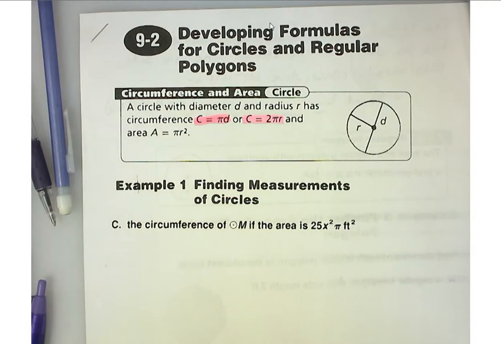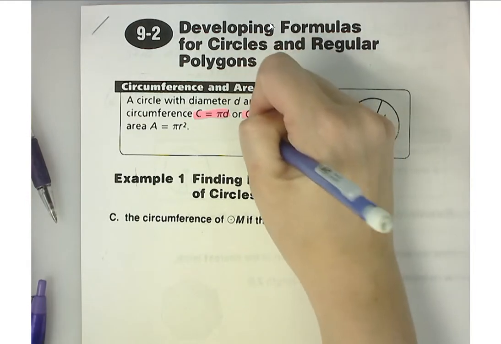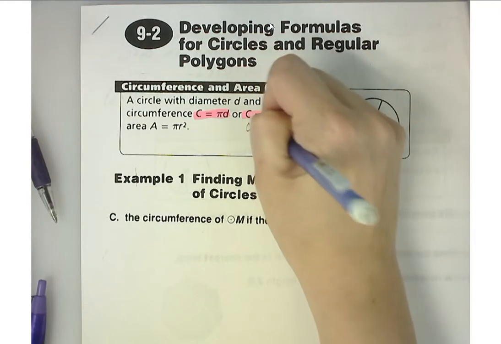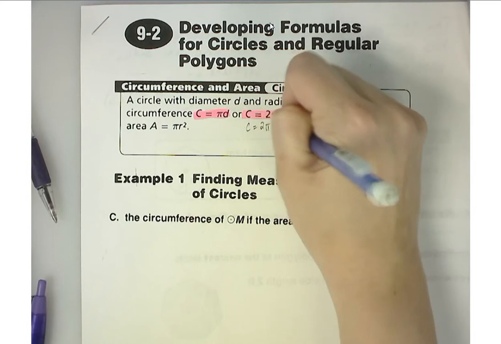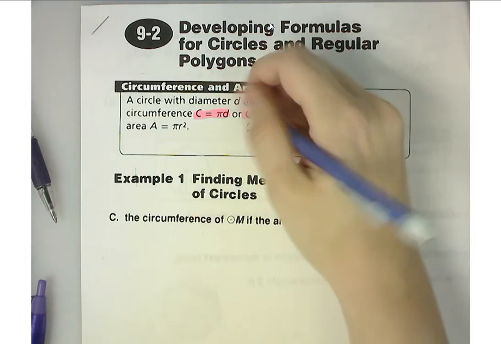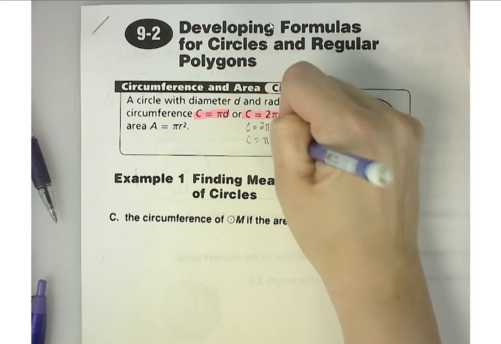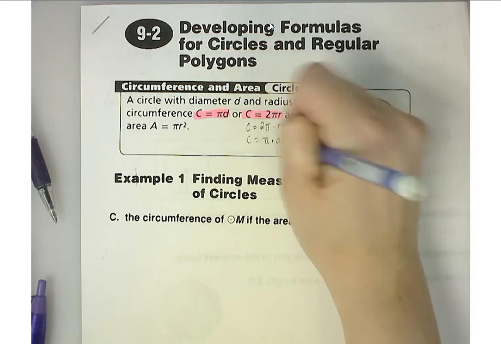Okay, so then we're going to write those out. So we can either do the circumference equals 2 pi times the radius, or we can do the circumference equals pi times the diameter. We're going to talk about why that is.